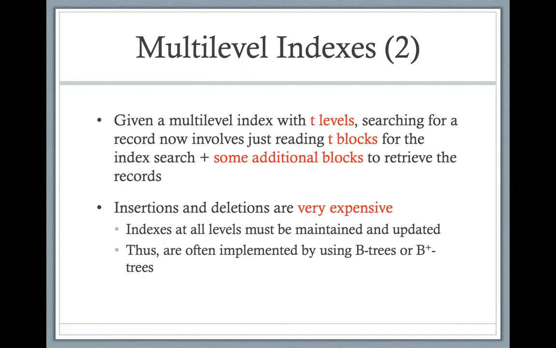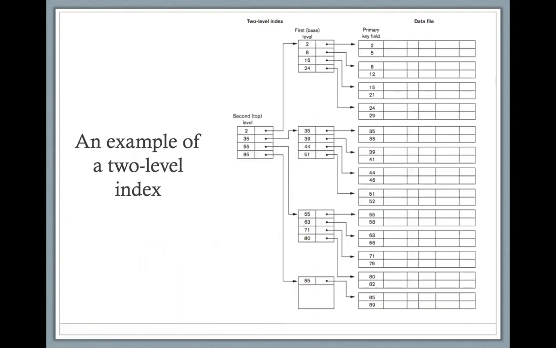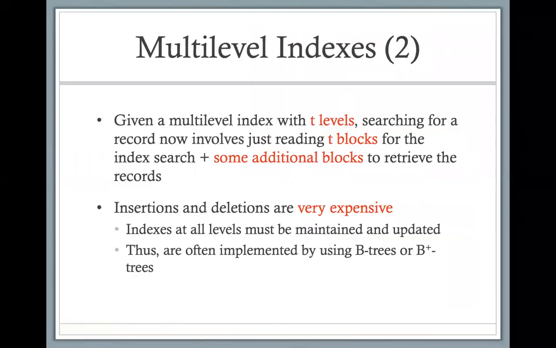What about insertions and deletions? They're very expensive, because I'd have to maintain all of these indices. I have so many indices. So I could have 4 levels or 5 levels. I have to insert the record in the right position in the table, and then update the first level index, and that might entail updating the second level, third level, fourth level, and so on. So they're quite expensive. We'll talk about how. So basically this is why they're typically implemented as B trees or B plus trees.